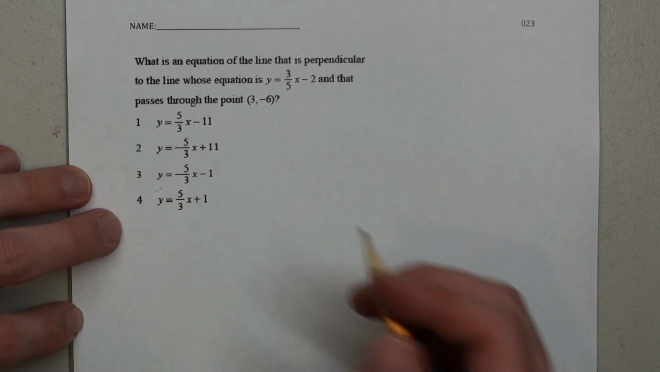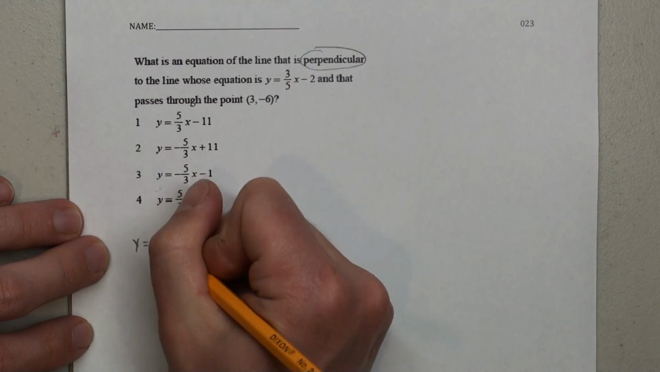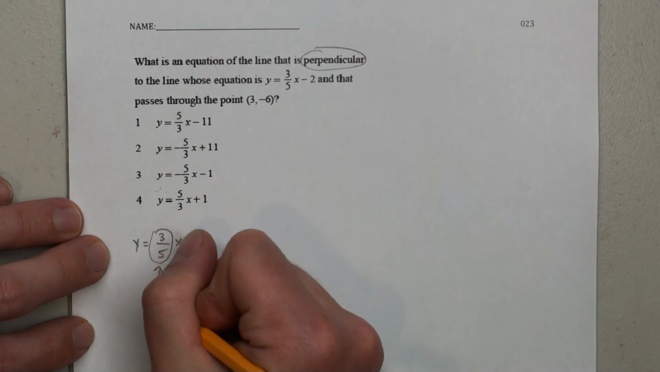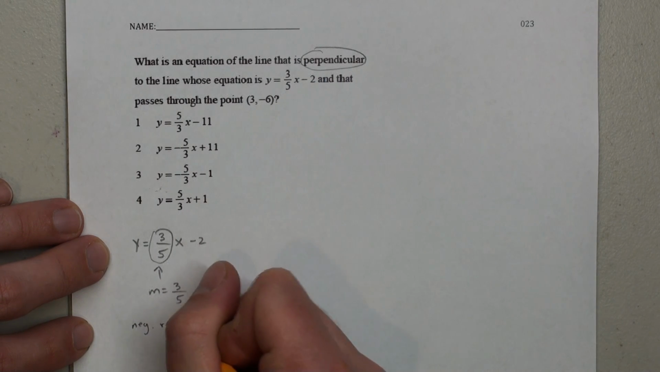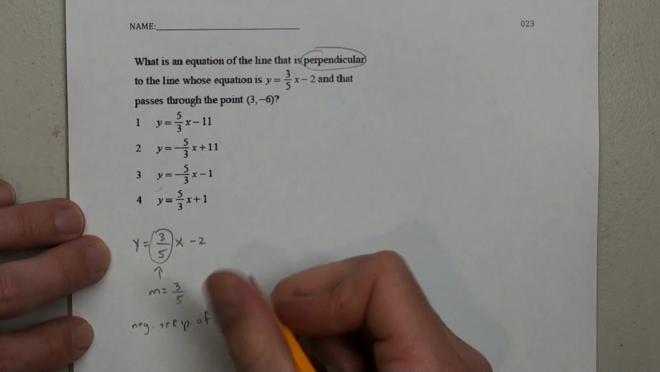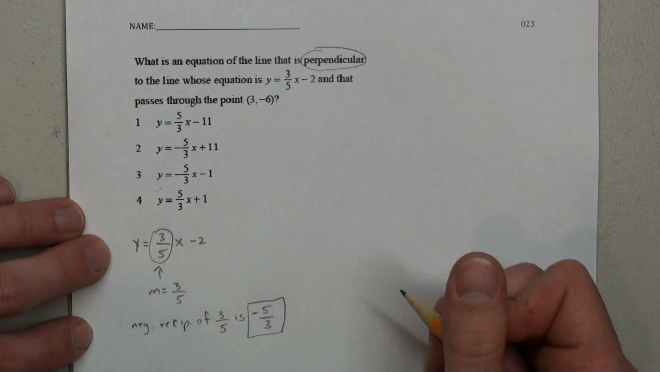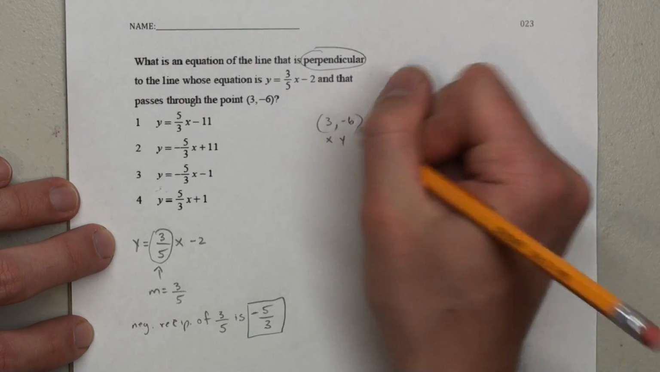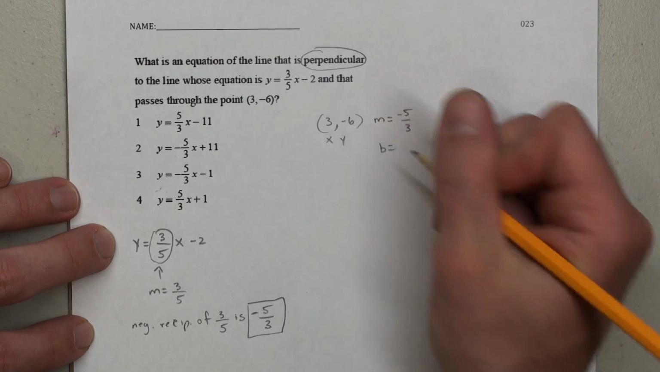Perpendicular to the line whose equation is, so we got perpendicular again, same type of problem. They like to give you this problem. 3/5 x minus 2. Here is my slope. But I want the negative reciprocal of this slope because I want a perpendicular line. And a perpendicular line will have the negative reciprocal of that slope. So I got this point 3 comma negative 6, which is my x and y. I got my m now, which is negative 5/3. I just need to find my b.